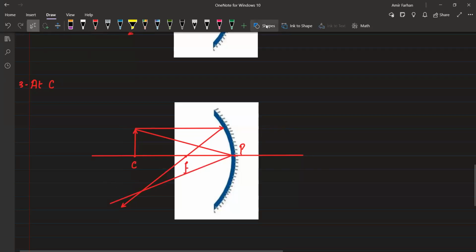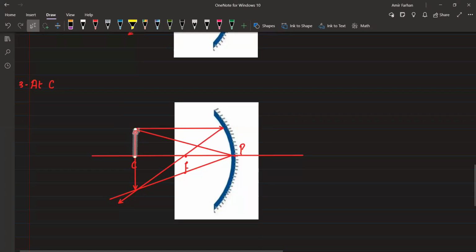Like this. So the image will be formed at C itself, and will be of the same size. You can just ignore that asymmetry. Is this clear to everybody? Yes. A little asymmetry is there because I'm drawing with a rough hand, so please ignore that asymmetry.